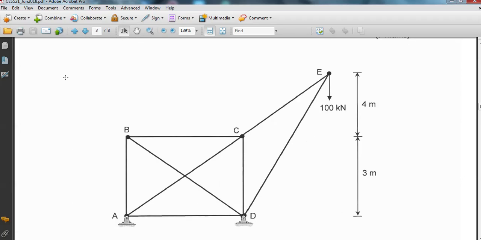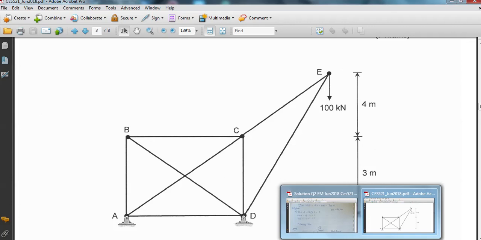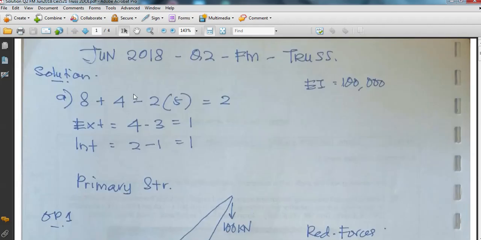We will analyze this structure, which is an indeterminate truss subject to 100 kilonewton, with a pin support at A and a pin support at D, using the flexibility method. First step, we will calculate the DOI. M plus R minus 2J. Members equal to 8, plus reactions equal to 4, minus 2J. Joints are 5. So for this structure, DOI equals 2.